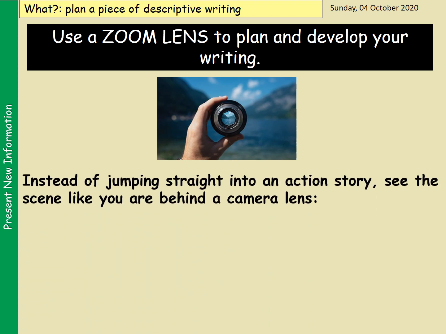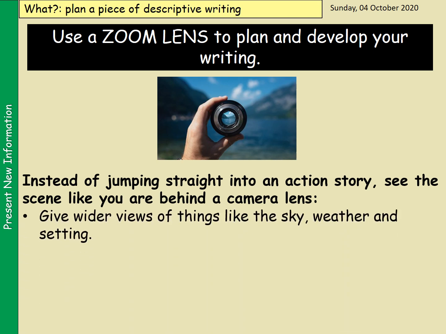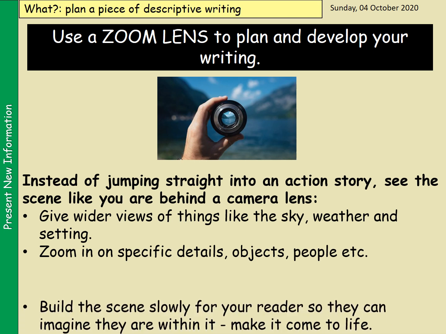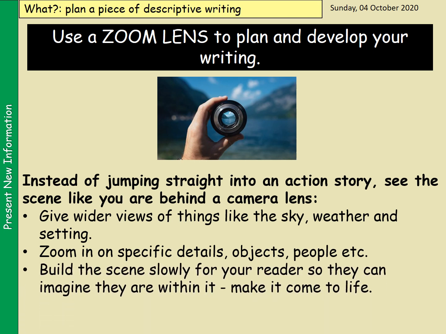So instead of jumping straight into an action story, see the scene in the picture like you're behind a camera lens, and give wider views of things like the sky and the weather in the setting. Even if you can't see much of it in the picture, you can use your imagination to do this. Zoom in on specific details and objects for the reader to magnify specific aspects of the scene and show that you can focus in on those details. It's always a good idea to build the scene slowly for your reader so they can imagine you're there within it, so make it come to life.